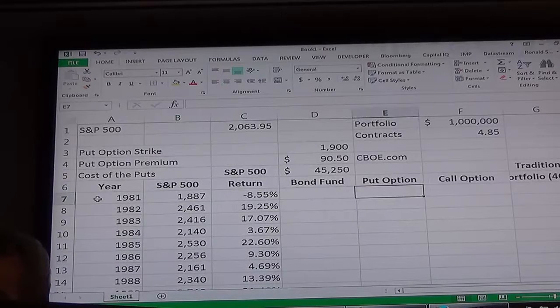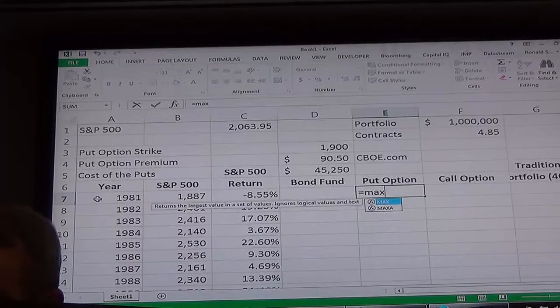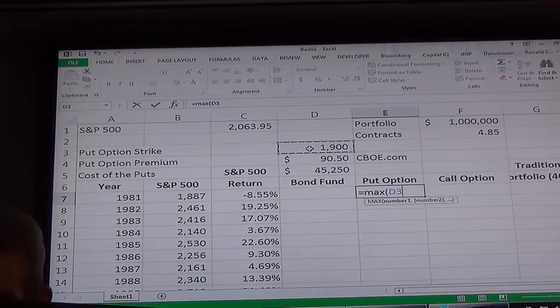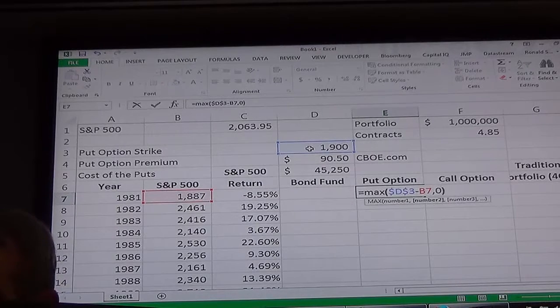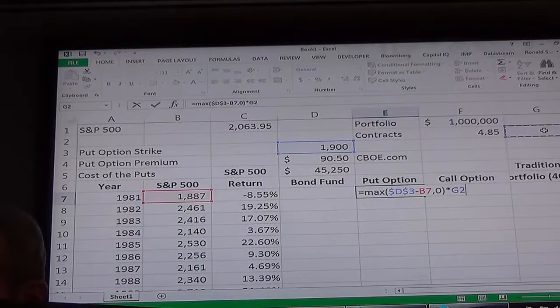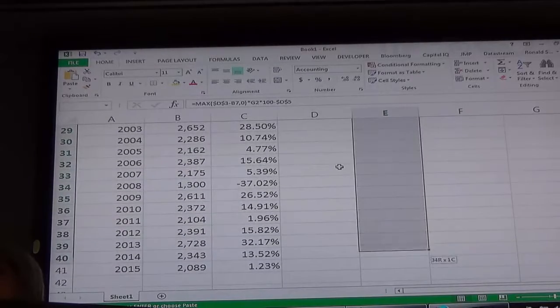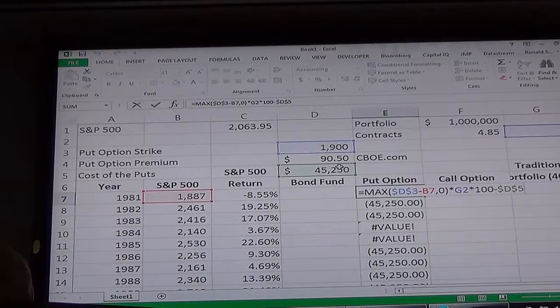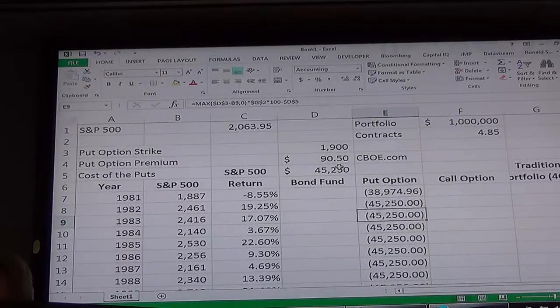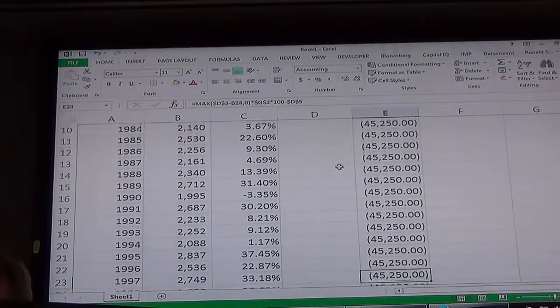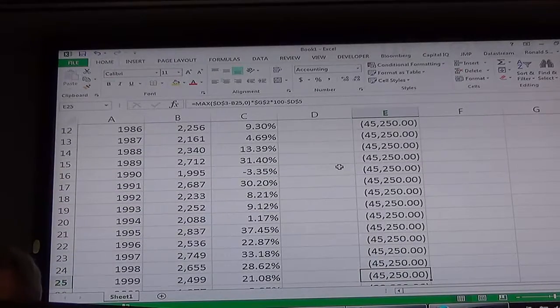So how do we do these for the option? You do equal max, your strike. What is our strike? 1900 minus the S&P 500 and 0, times how many contracts do I have? 5 times 100, minus my option premium. So in this year, put options would have lost me $38,975. I did something wrong. What did I do wrong? I didn't lock something in on my G2. Most of them are going to be $45,250. Why? Because if the market's up, I'll just pay for the insurance, right? And that's all I get. So there's nothing else but that.